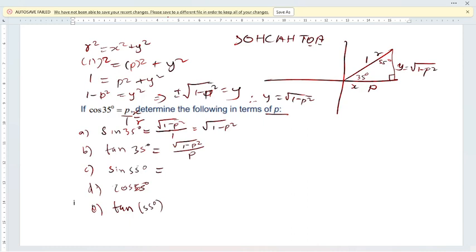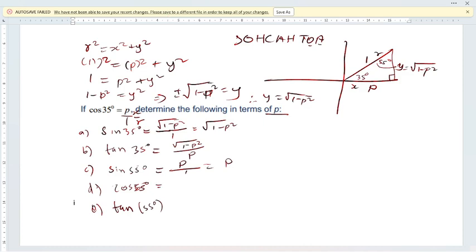Again, 55. Now, what is sine? Opposite over hypotenuse. What is the opposite of 55? Can you see that? P. What is the hypotenuse of 55? The answer is P. Can you see that? You must simplify.